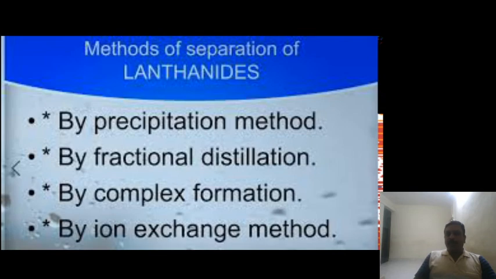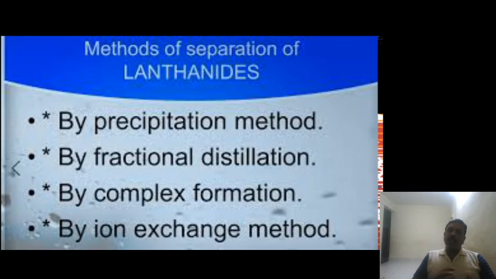Then the methods of separation of lanthanides. Earlier many procedures were used, such as the precipitation method, fractional distillation, or complex formation. These were the methods used for the separation of the lanthanide elements. But they were very tedious and time-consuming, and because of that the newly developed ion exchange technique is now used. This method is very useful to separate and purify the lanthanide elements from each other. The technique is based on the atomic size of the lanthanide elements, that is, the speed of the exchange of ions.